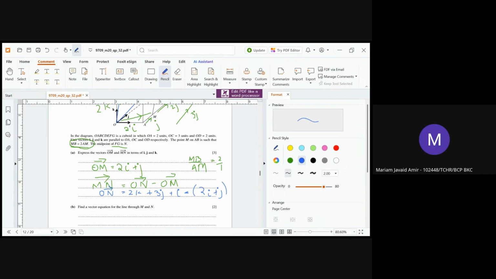That will give us MN. Let me write M here. Okay, so MN will be, remember we have to write I first, then J, then K conventionally. So we have minus I plus 2J plus 2K. So this is the position vector, this is the vector MN: minus I plus 2J plus 2K.